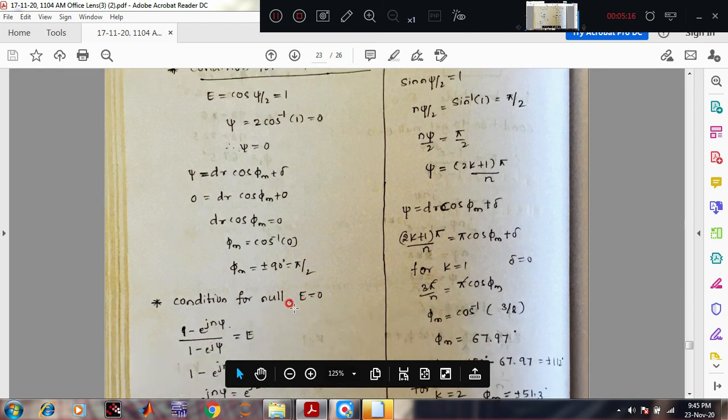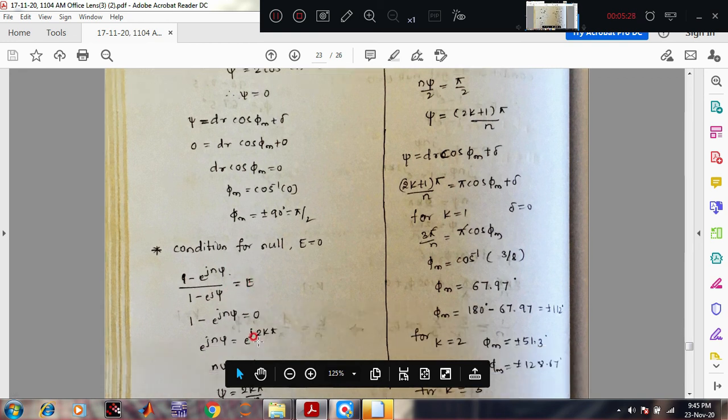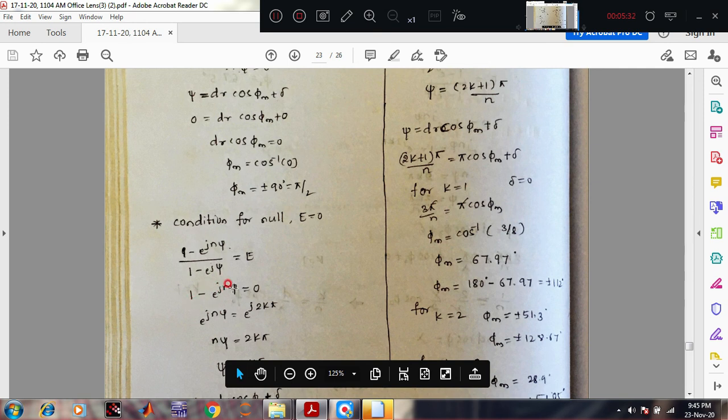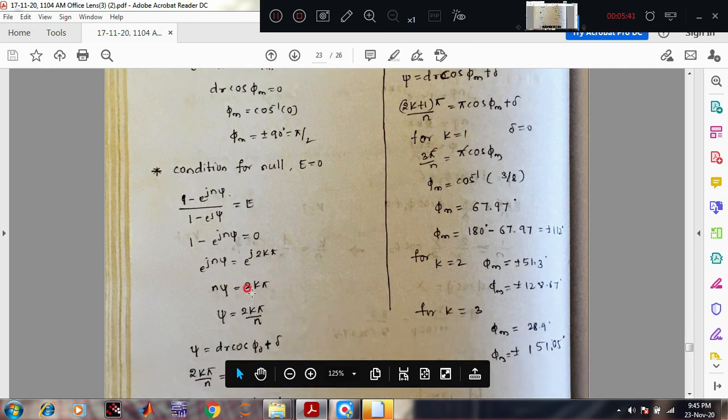Therefore, the condition for null, that is E equal to 0, is given by (1 minus e raised to j n psi) divided by (1 minus e raised to j psi) equal to 0. Therefore 1 minus e raised to j n psi is equal to 0, so e raised to j n psi is equal to e raised to j 2k pi, n psi is equal to 2k pi. Therefore psi is equal to 2k pi by n.